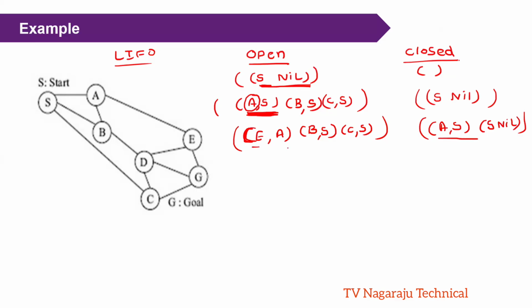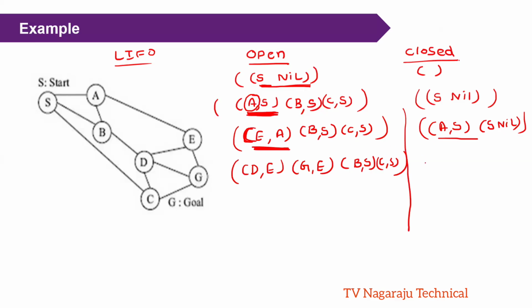Now again expand this one. What are the neighbors? D is one neighbor, G is one neighbor. For example, if I am writing in this fashion, D comma E, G comma E, and the remaining two are B comma S, C comma S. Now, what about my closed list? EA is added: EA, AS, S nil.